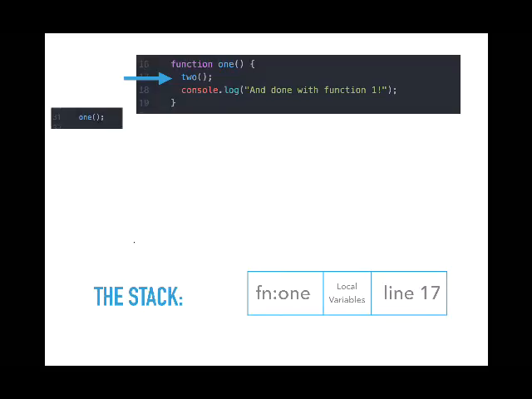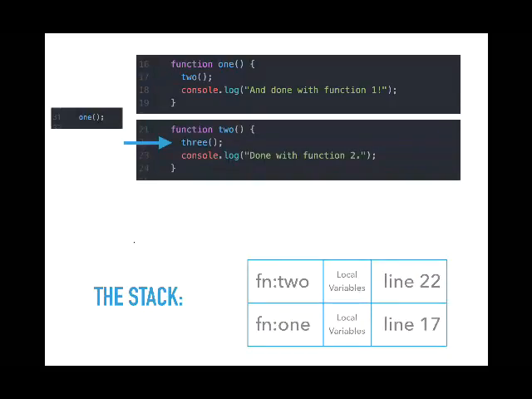So inside of function one, you can see the line numbers shown on the left. Right now we're at line 17, and it stores all this on the stack. Here we call function two at line 17 inside of function one, and that jumps down into function two. The way it works with the stack is it pushes a new stack frame on top of the stack. It's like a stack of pancakes: you just put a new pancake on top, and a new pancake on top, and a new pancake on top.